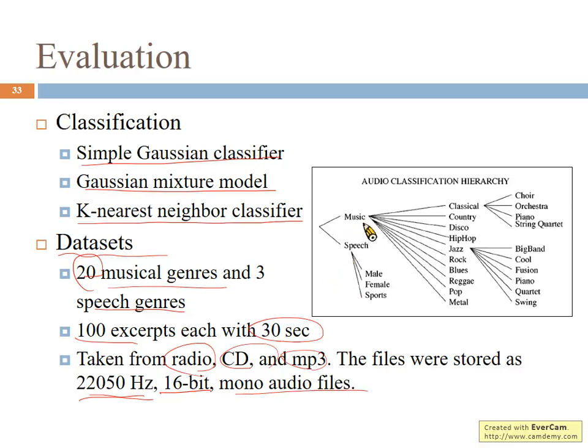We can see here the music genres include classical, country, disco, hip-hop, jazz, rock, blues, reggae, pop, and metal. And for classical, they further divided into choir, orchestra, piano, string quartet. For jazz, they also subdivided into big band, cool, fusion, piano, quartet, and swing. So there are a large number of musical genres. And for speech signals, they have male, female, and sports.